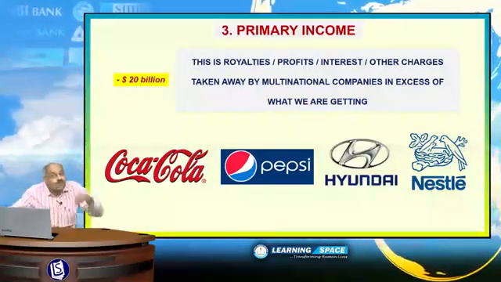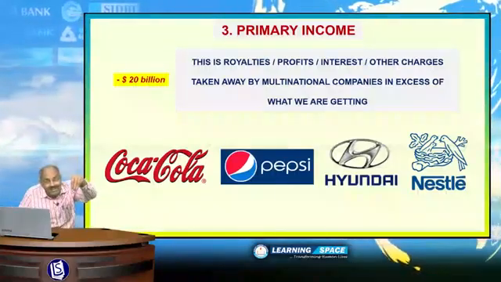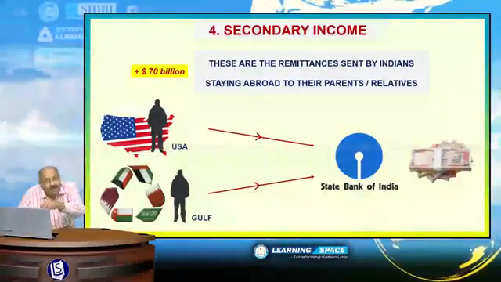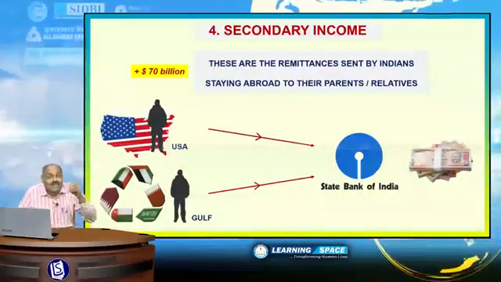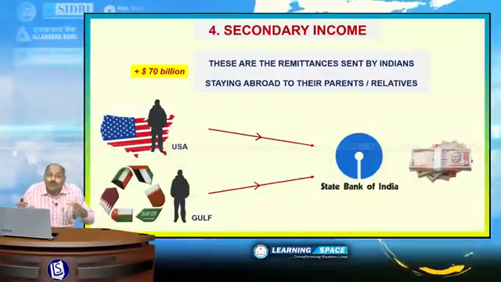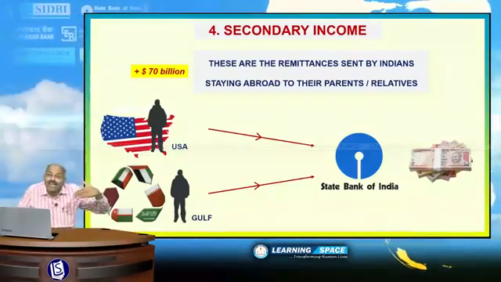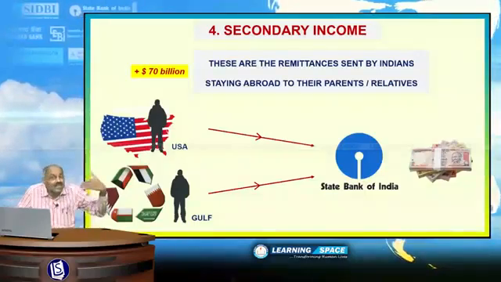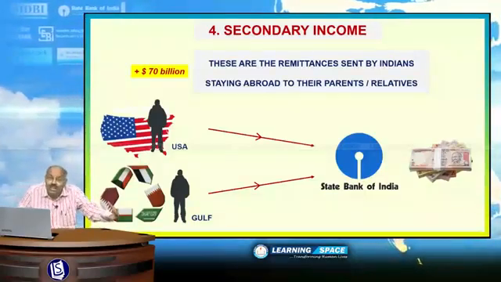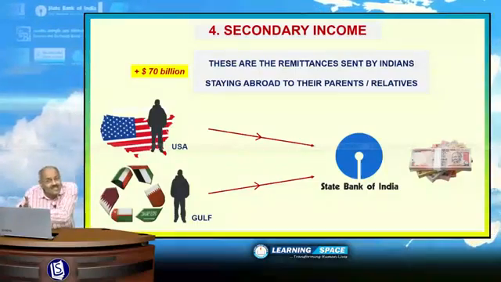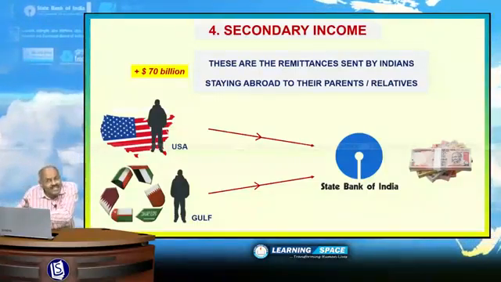That is the reason we are minus $20 billion here. Next one is secondary income. What is secondary income? Our people are staying in the United States of America. Several people, especially from Kerala, are staying in Gulf countries like Saudi Arabia. They send money to their parents, sisters, brothers. To the homeland they send money.